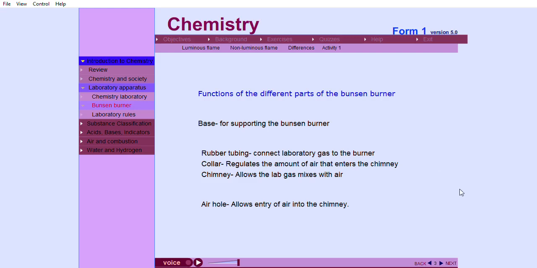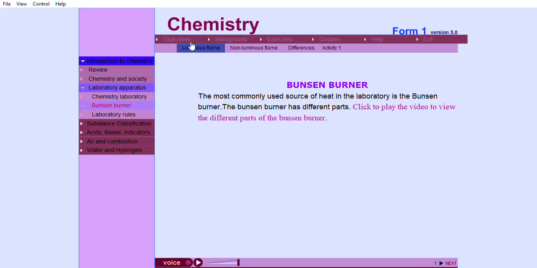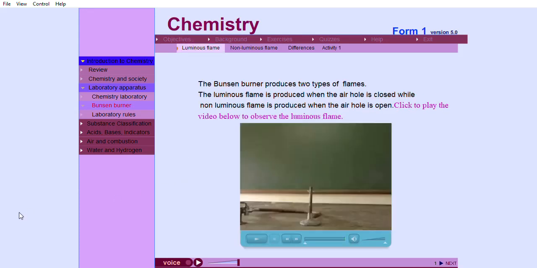The collar regulates the amount of air that enters the chimney. The chimney allows the laboratory gas to mix with air. The air hole allows entry of air into the chimney. The Bunsen burner produces different flames depending on the amount of air getting into the burner.